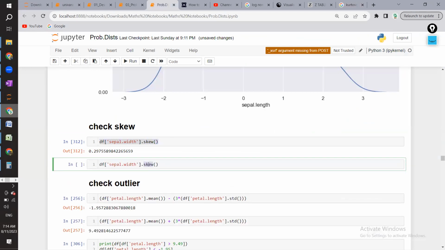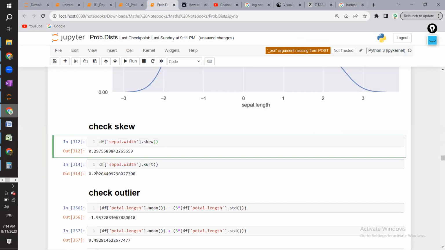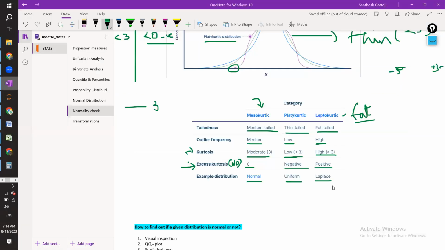Saying Kurt will give the Kurtosis. Yeah, see, it is a Kurtosis. What is the value of Kurtosis over here? 0.2. Okay, now 0.2 is positive. Okay, positive Kurtosis.